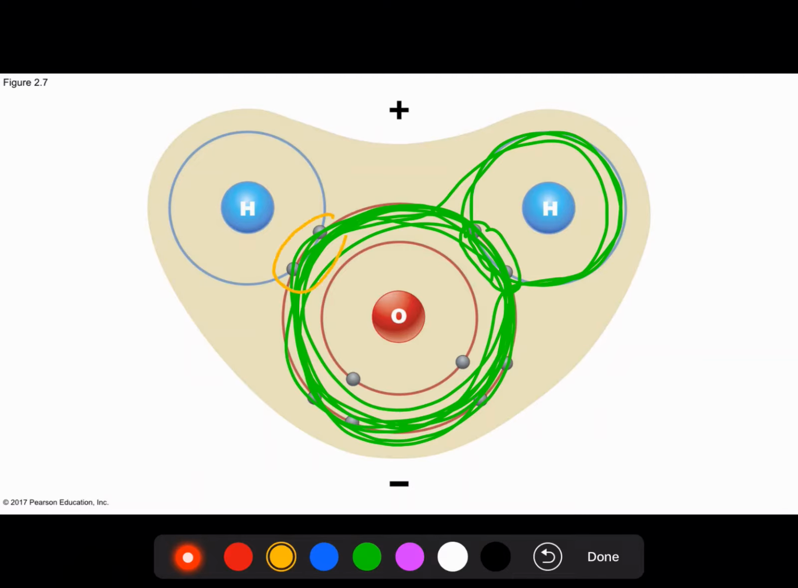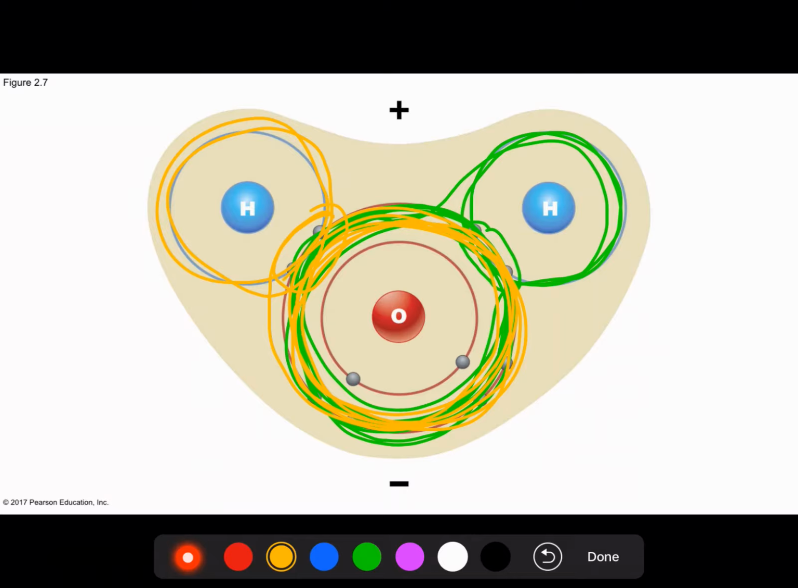And the same thing here. More time around the oxygen, less time around the hydrogen. Why is that? Because oxygen is so big. It is a big atom compared to the hydrogen. It has 8 protons.